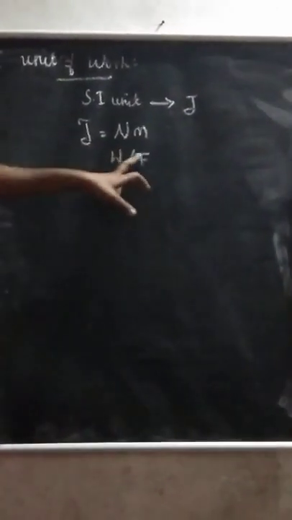So correctly we state the definition. One joule is defined as the work done by a force of 1 Newton through 1 meter. So 1 joule is equal to N into M.